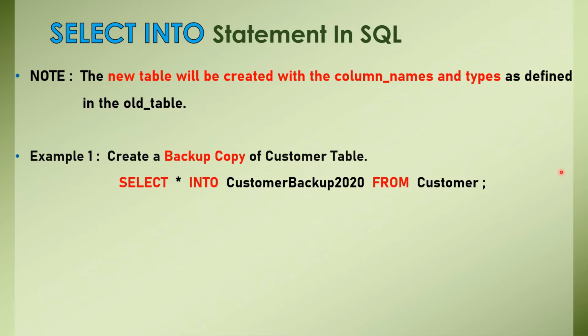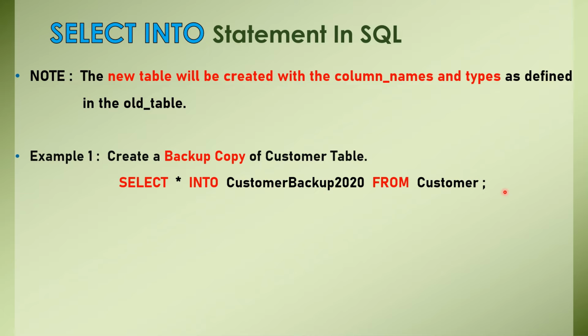Okay, so the syntax will be like this: select star, because we are creating the entire customer table's backup, so we will select star into customer backup 2020. I am keeping the new table name as customer backup 2020, from customer table. So the data from this customer table will be backed up in this customer backup 2020 table using this select into statement in SQL. This is one of the very important SQL queries, guys. Don't miss it, keep a note of it.